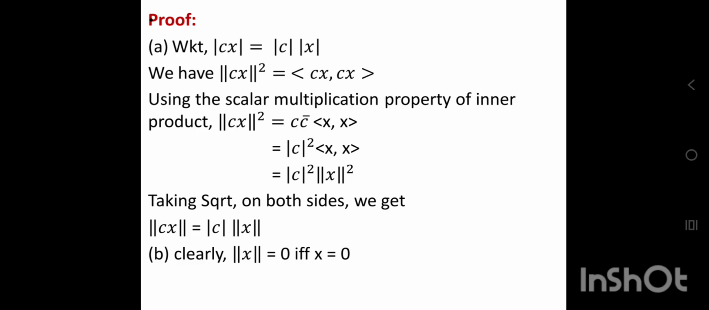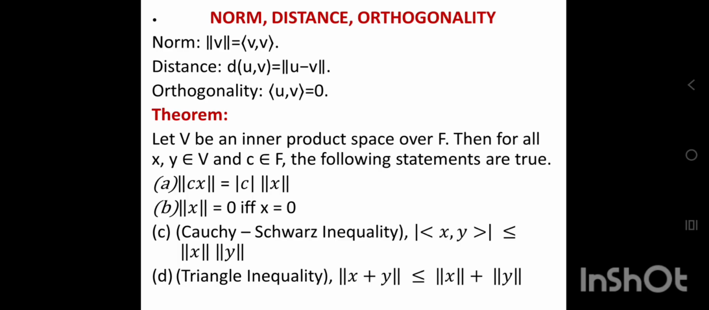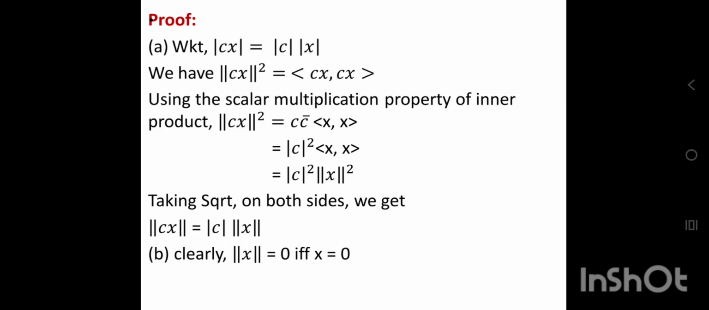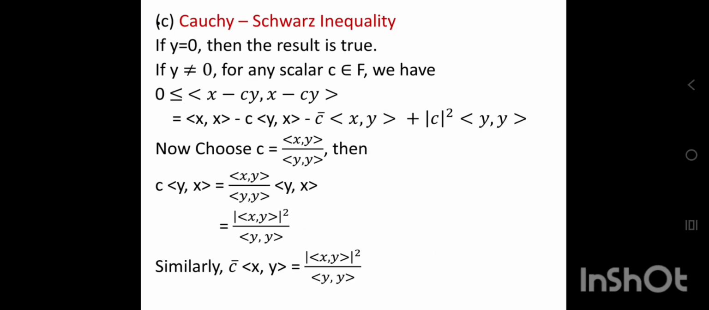Inner product x comma x is nothing but norm x square. So taking square root on both sides, we get norm cx equal to modulus c into norm x. So for subdivision B, we have to prove norm x equal to 0 if and only if x equal to 0. It is clear that norm x equal to 0 if and only if x equal to 0.